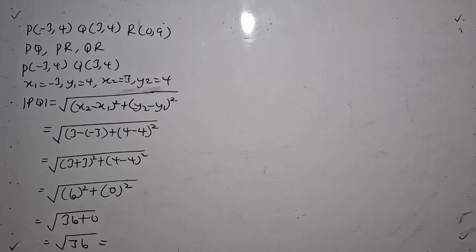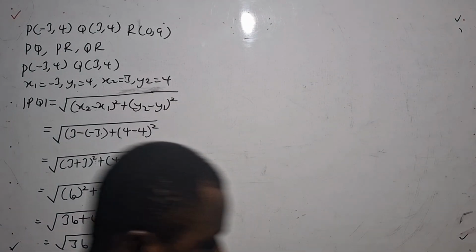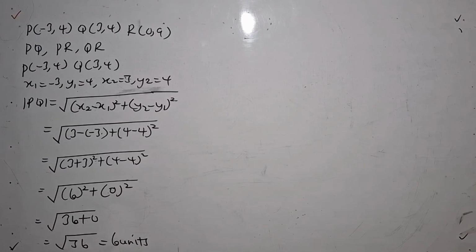So this one has given me 36. So the square root of 36 is 6. This is the first one. So the first one has given me 6 units. So follow closely and let's do the other one as well.